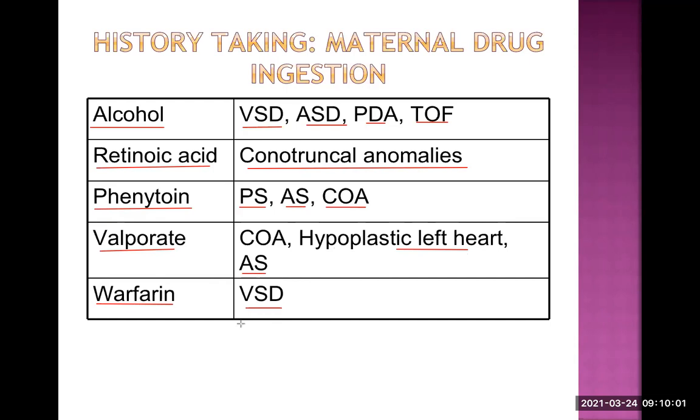Okay, so rather than what type of congenital heart disease they cause, try to remember the names of those medicines. And if you say some important type of congenital heart disease caused by them, that is an acceptable answer. But these are the important questions from the exam point of view.